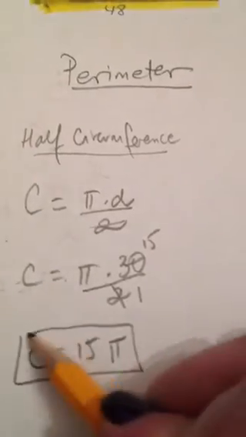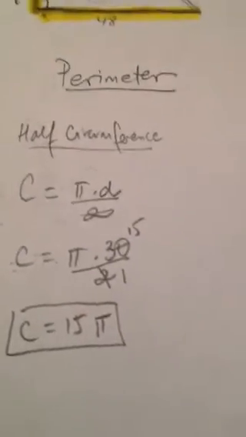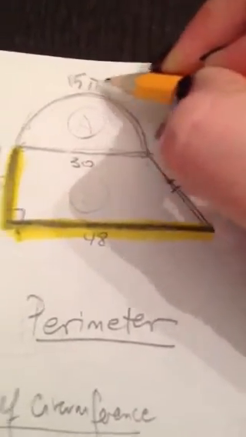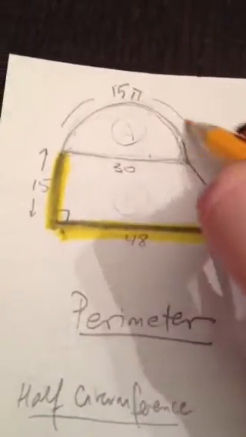And again, I'm not going to worry about the units yet. Put them always at the very end. Okay, so then this is going to be 15 pi. I'm going to make this and this, okay?